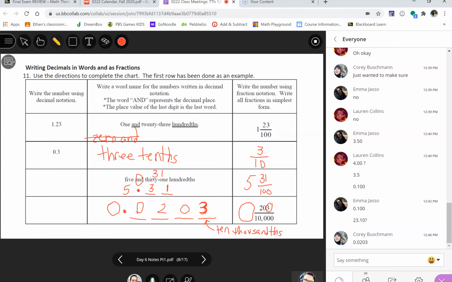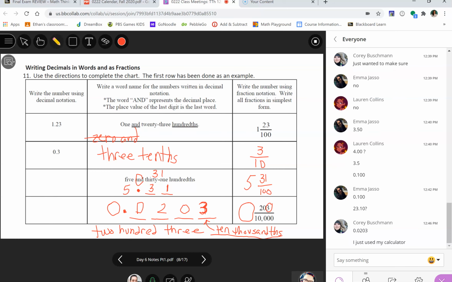Or you just read it 203 10,000ths. Just say it that way. So I would write it out as 203 10,000ths. Don't say 203 and, because the and is a decimal. But like I said, in real life, are you ever going to write these decimal numbers out? Probably not. Oh, you just use your calculator. Oh, good call, Corey. Corey for the win.